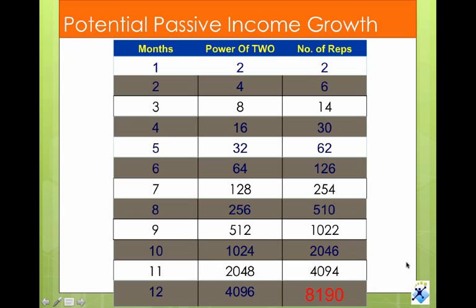Now, of course, this is a 100% projection that we have shown you. It is a hypothetical model. It is definitely possible for people to do it, and it all basically depends upon your activity and how diligently you continue to work upon this. So if you follow this process 2 by 2 by 2, and if 100% duplication is happening, this is definitely possible in 1 year.